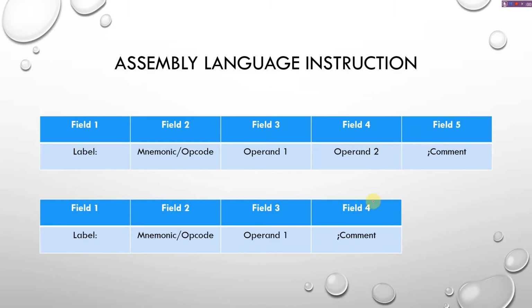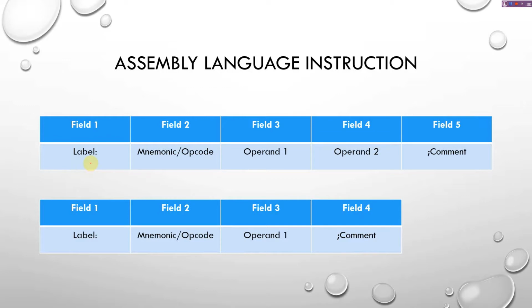Assembly language instruction. Assembly language instruction consists of 4 or 5 fields depending on the number of operands. The individual fields are label, mnemonic or opcode, next is operands, and the last is comment. Now the 4 field instruction is having only one operand, while the 5 field instruction is having 2 operands. Now coming on to the individual fields of the assembly language instruction.